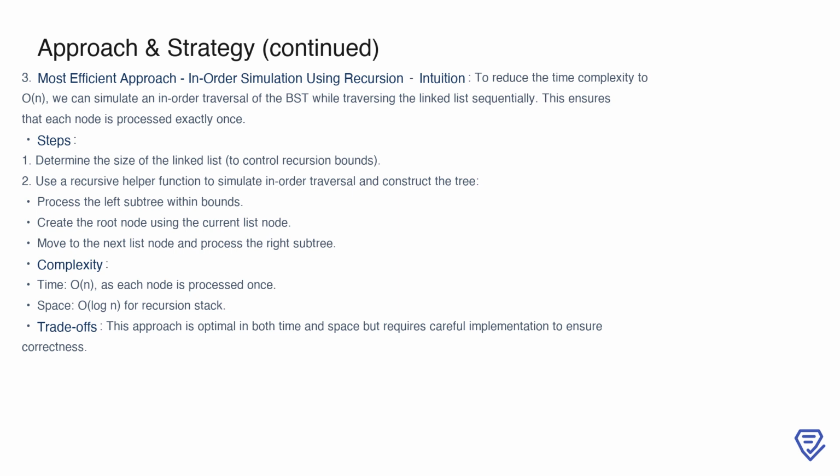The process begins by determining the size of the linked list, which helps define the bounds for recursion. Using a helper function, we construct the BST by processing the left subtree within the bounds, creating the root node using the current list node, and moving the pointer to the next node to process the right subtree. Each node is processed exactly once, which is why the time complexity is O(n). The space complexity remains O(log n) due to the recursion stack.